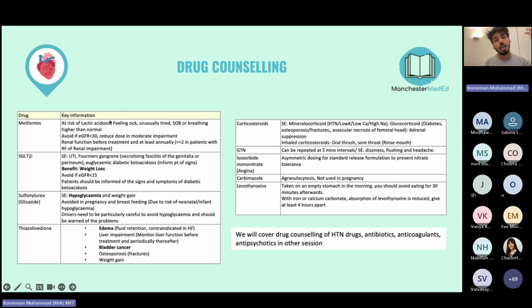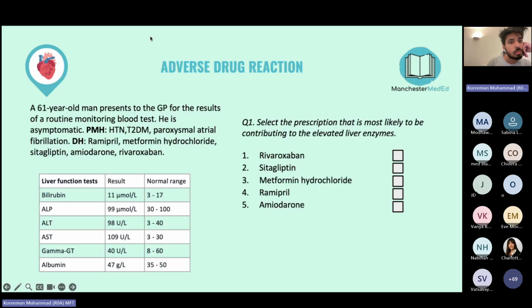So we will cover other drug counseling drugs, like on hypertension and antibiotics, later on in other sessions. Well, the next one is the adverse drug reaction one.